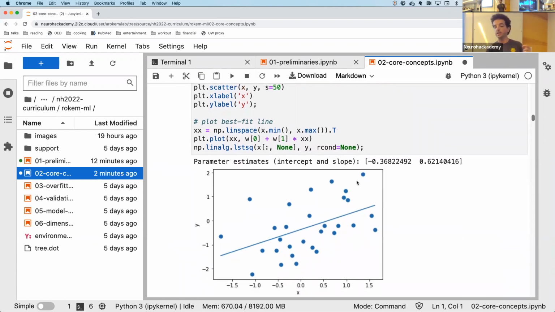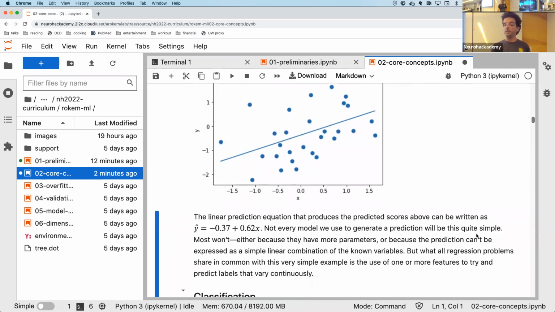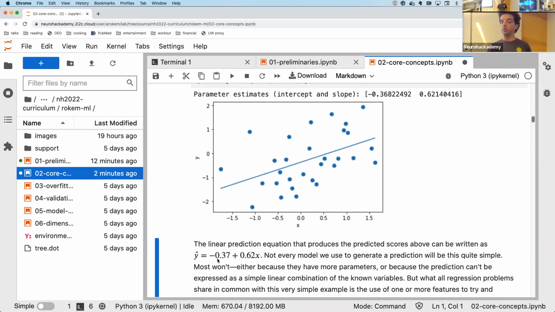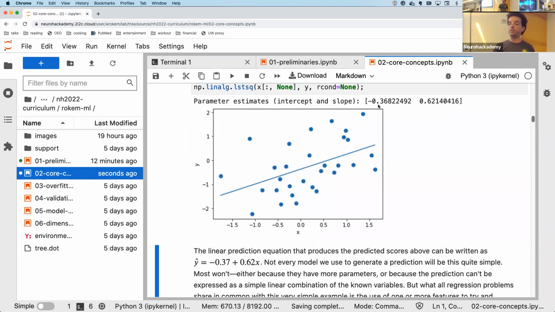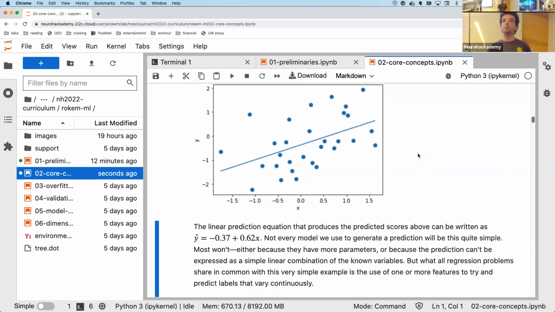The intercept, as I said, we allow to vary, so the line doesn't necessarily have to pass through 0. And then we have the slope, 0.62. This can be written down. So our prediction, y hat, the prediction of y, is equal to this equation: negative 0.37, which is roughly this thing, plus 0.62x. So if we got a new value of x, we could run it through this equation and predict a new value of y for some new data. So that's a very simple regression problem.